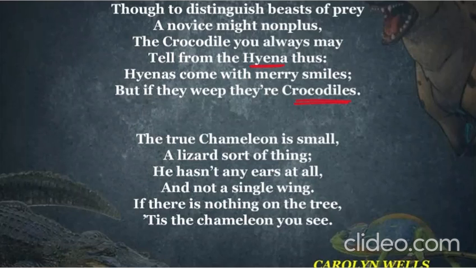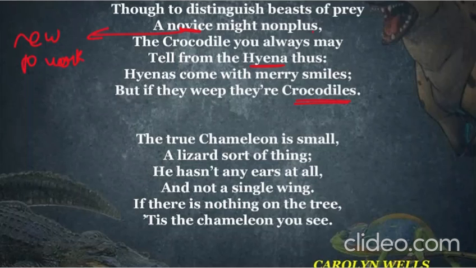What will happen? A novice might nonplus. Novice is like, what we can say, a new person to a job, new to some work, that is a novice. Nonplus means get confused. So they're telling that to distinguish these many types of animals who may hunt the prey, even a new person to work will get confused.